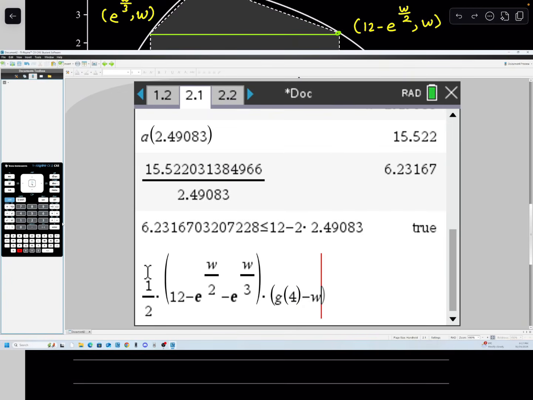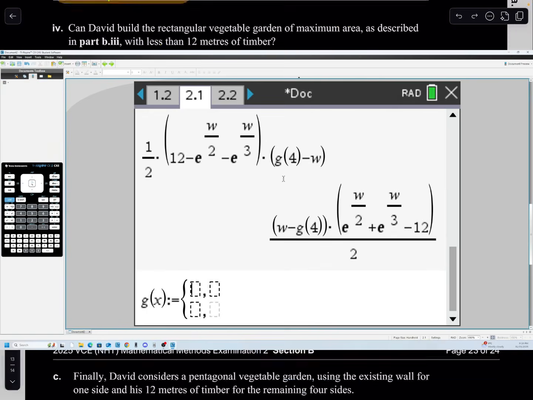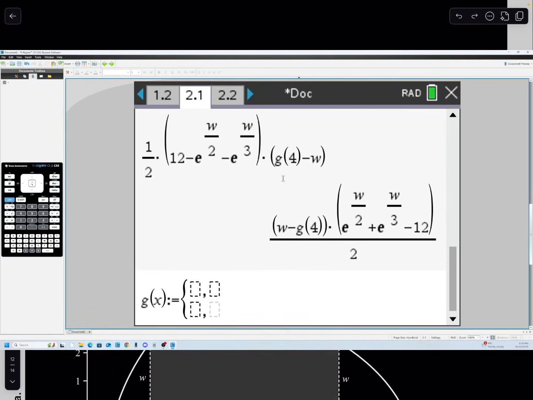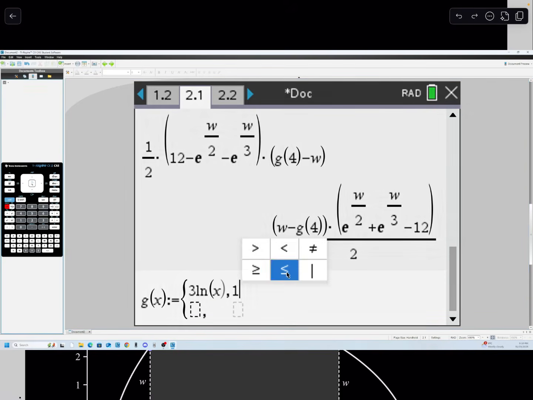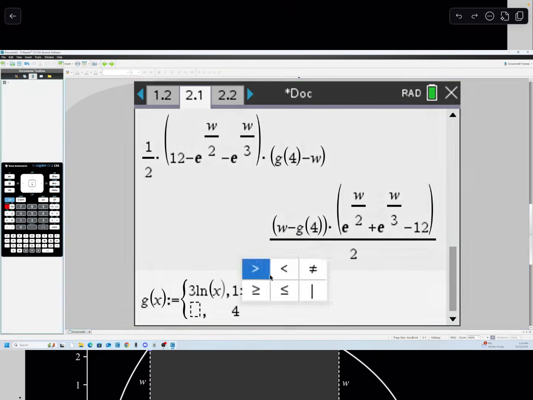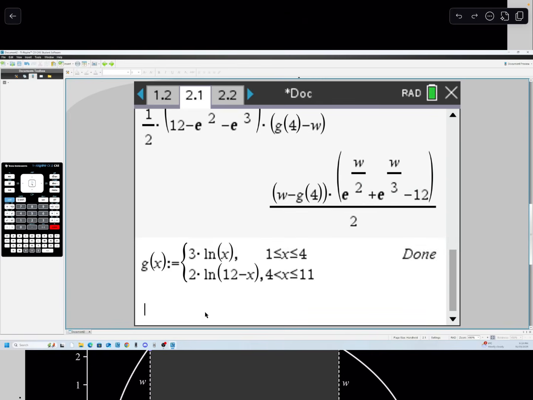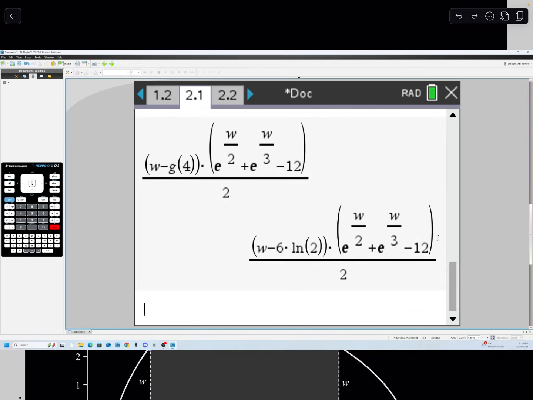Okay, so let's just write that down. We're going to define G, of course. Going back, G of X was in this here. We're going to look at it back. Where was it? Okay, G of X is 3 ln of X, the natural log of X, for 1 less than or equal to X less than or equal to 4, and for 4 less than or equal to X less than or equal to 11, it was 2 natural log of 12 minus 6. Okay, so done. We've defined it. This is your area of the triangle.